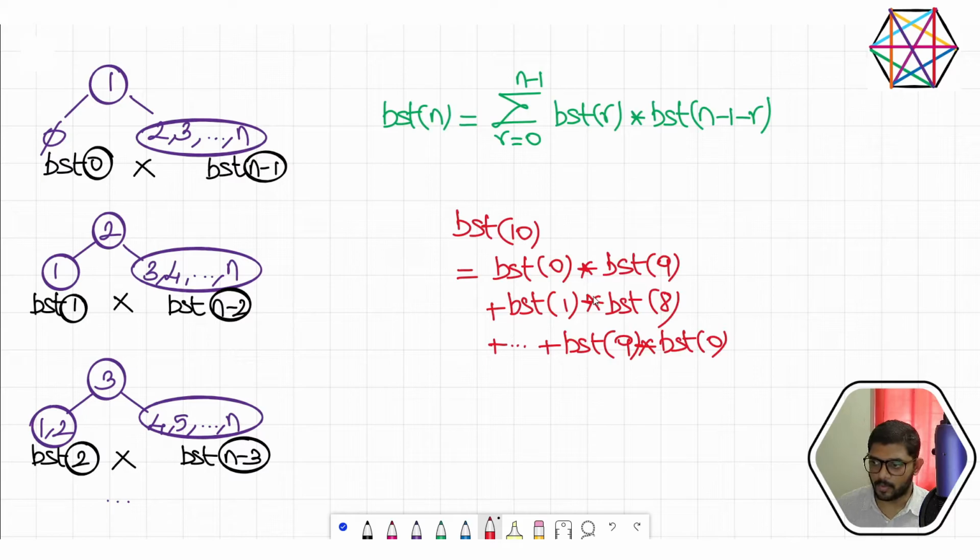And on top of that, if I have to find BST of 10, I will have to call the BST function how many times? In the first term, we are calling it twice. In the second term, twice. In the third term, twice. All the way till the last term, we are calling it twice. So just to find BST of 10, in the first call itself, we will have to call BST 20 times. If I have to find BST of 9, it is going to be 18 times. If I have to find BST of 8, you will have to call BST 16 times in the first call itself.